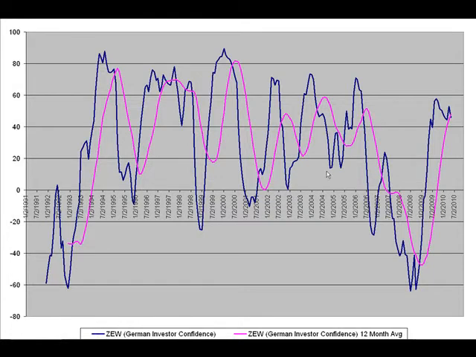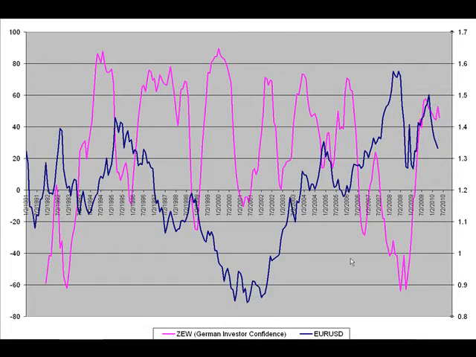Getting to the charts, we see the blue line is the ZEW investor confidence, again dropping down to a level of 45.8. The previous month was a level of 53 in April, and this cross is just below the 12-month moving average, which is significant because when we're above the 12-month moving average, it shows an improvement in the investor confidence. When we're below, it shows an expectation of a falling economy.